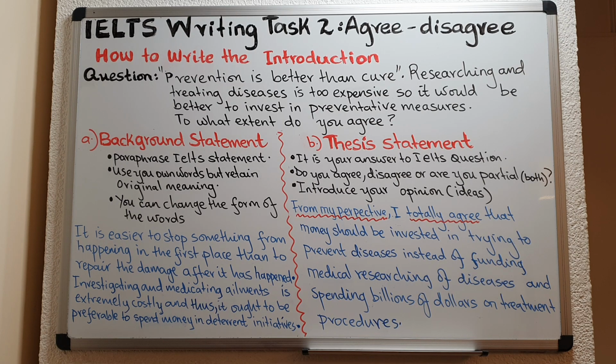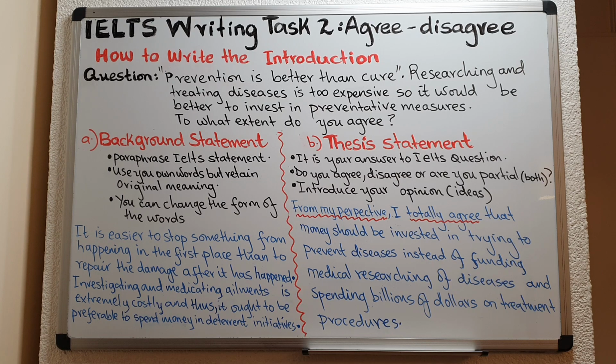And it means it is easier to stop something from happening in the first place than to repair the damage after it has happened. So the proverb, prevention is better than cure, means that it is easier to stop something from happening in the first place than to repair the damage after it has happened. So that is the first thing that you write in your background statement. When you have an essay question that has a proverb, the very first thing that you need to do is to explain the proverb in your own words in your background statement.